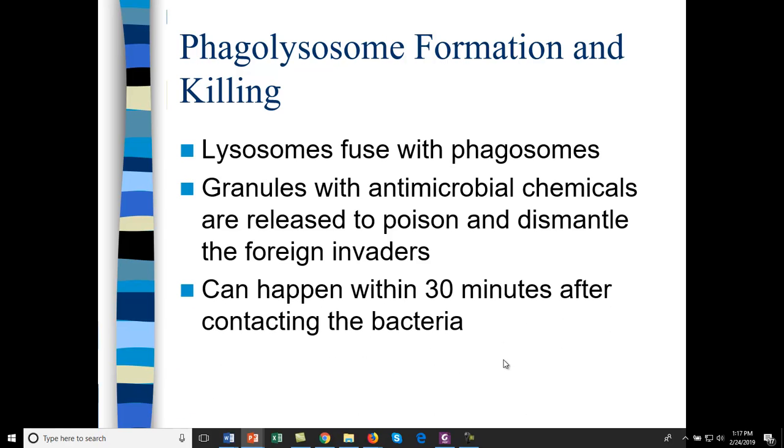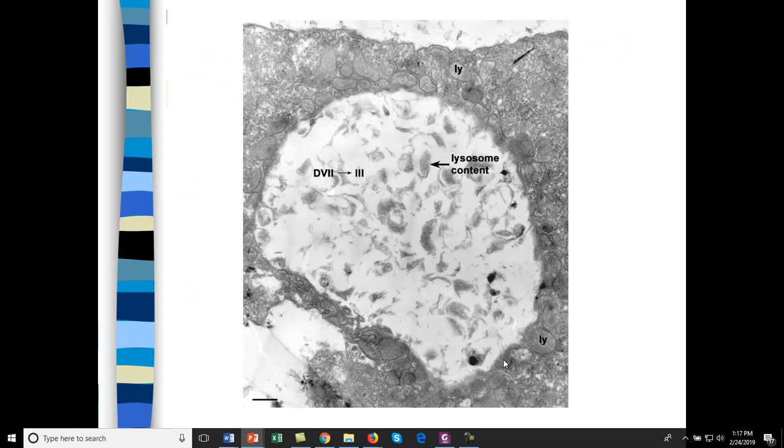This can happen within 30 minutes after contacting the bacteria, and so all of a sudden you're starting to engulf the bad guys and digest them. This is definitely a part of innate immunity. It happens very, very quickly. It's the first line of defense, and it doesn't require any type of sensitization of things like T and B cells. And here is just a representation.